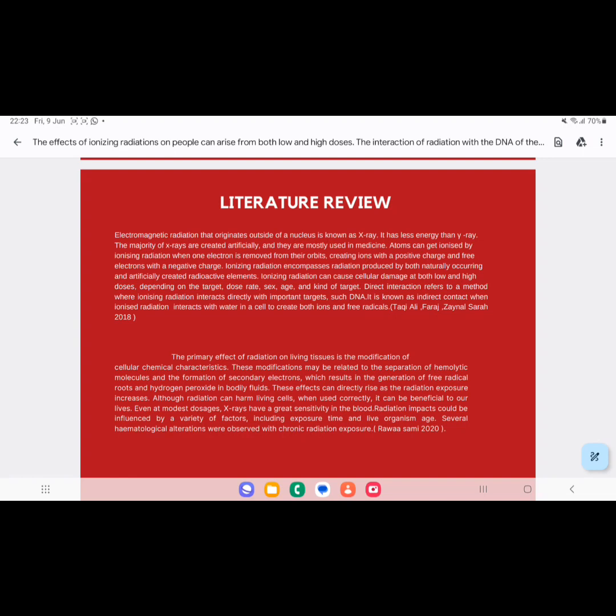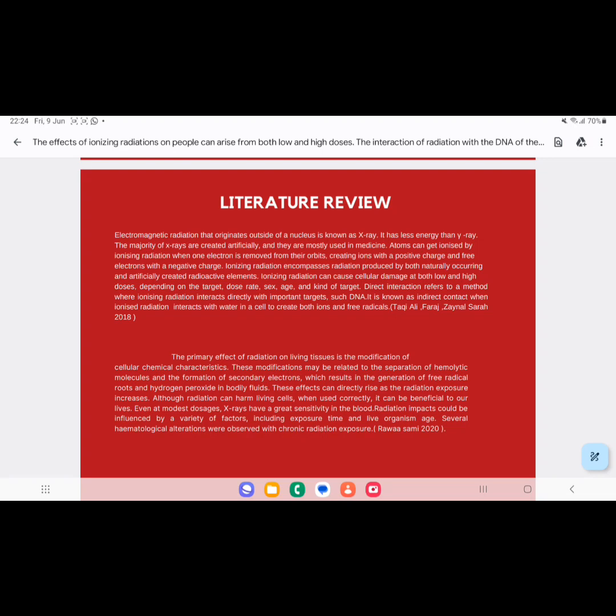Ionizing radiation encompasses radiation produced by both naturally occurring and artificially created radioactive elements. Ionizing radiation can cause cellular damage at both low and high doses depending on the target, dose, rate, sex, age, and kind of target. Direct interaction refers to a method where ionizing radiation interacts directly with important targets such as DNA. It is also known as indirect contact when ionized radiation interacts with water in a cell to create both ions and free radicals. It's by Taki, Ali, Faraj, Zainal, Zara 2018.